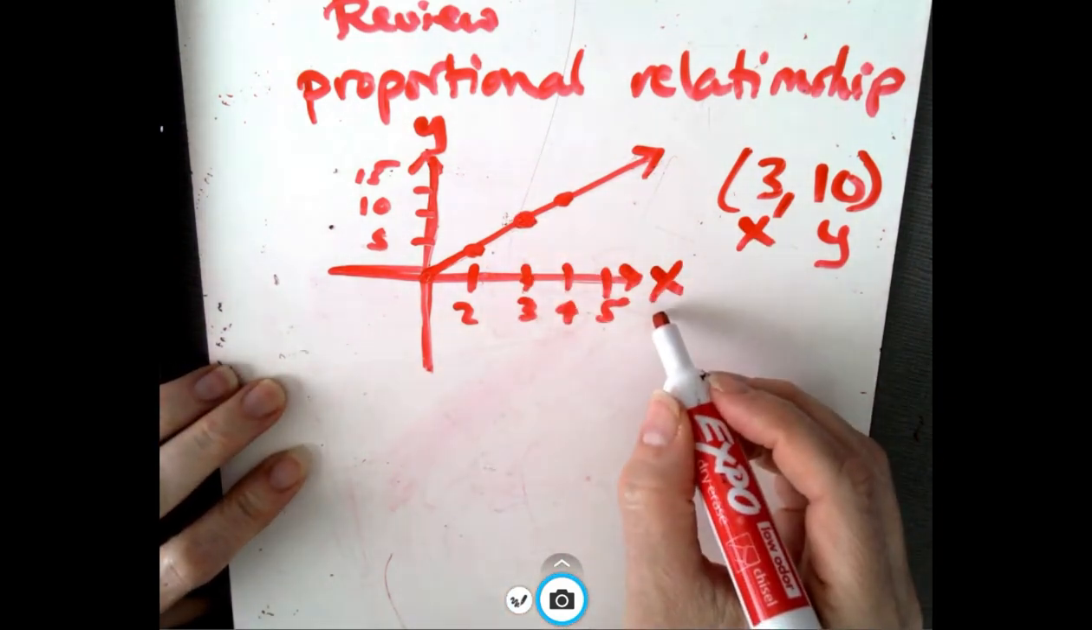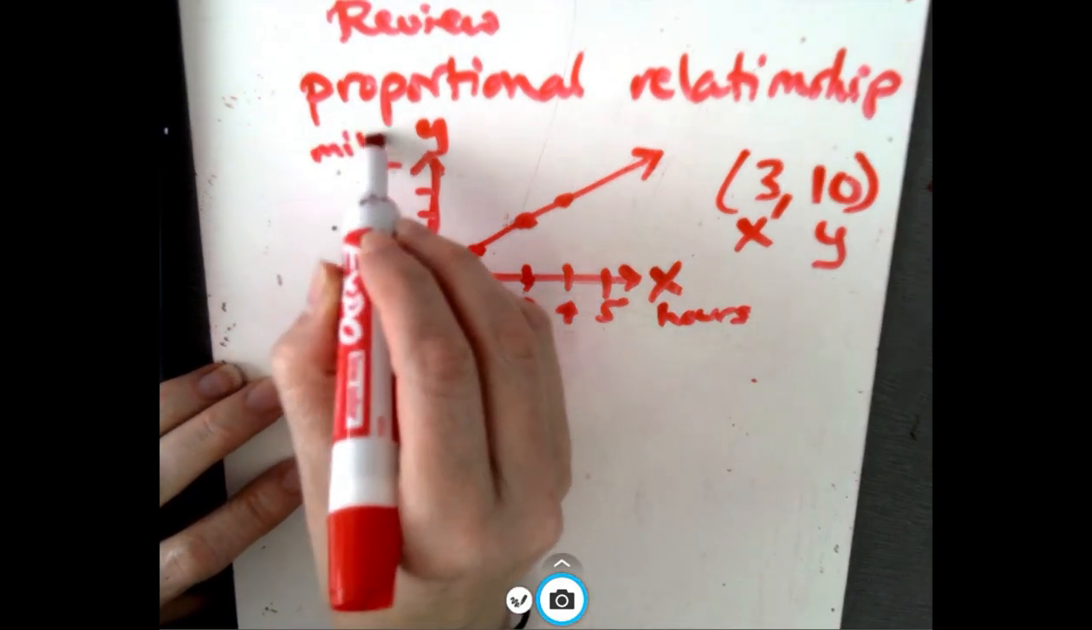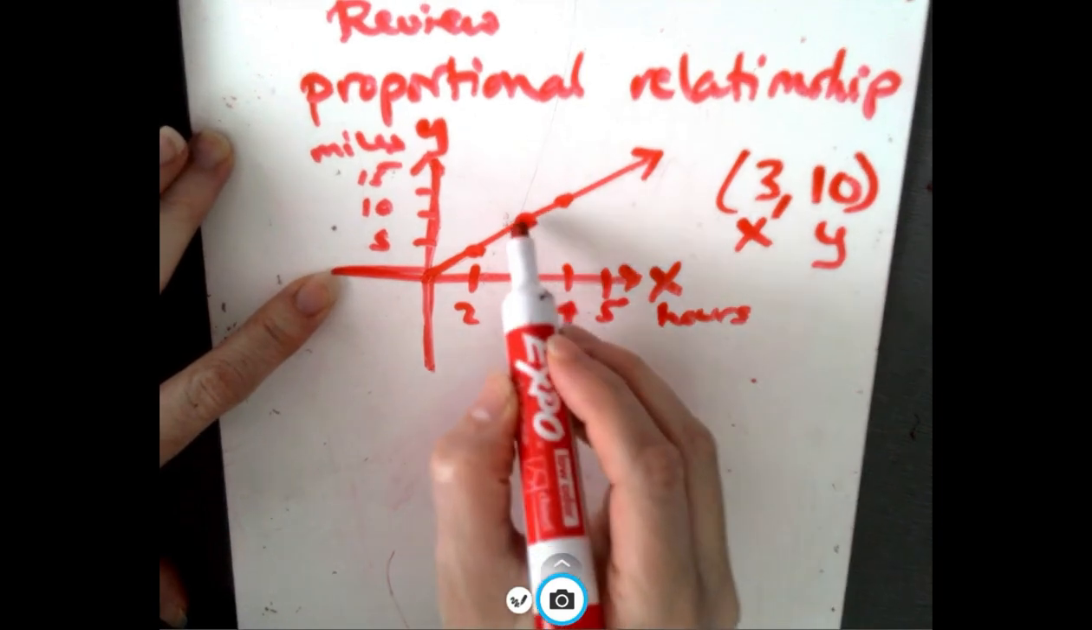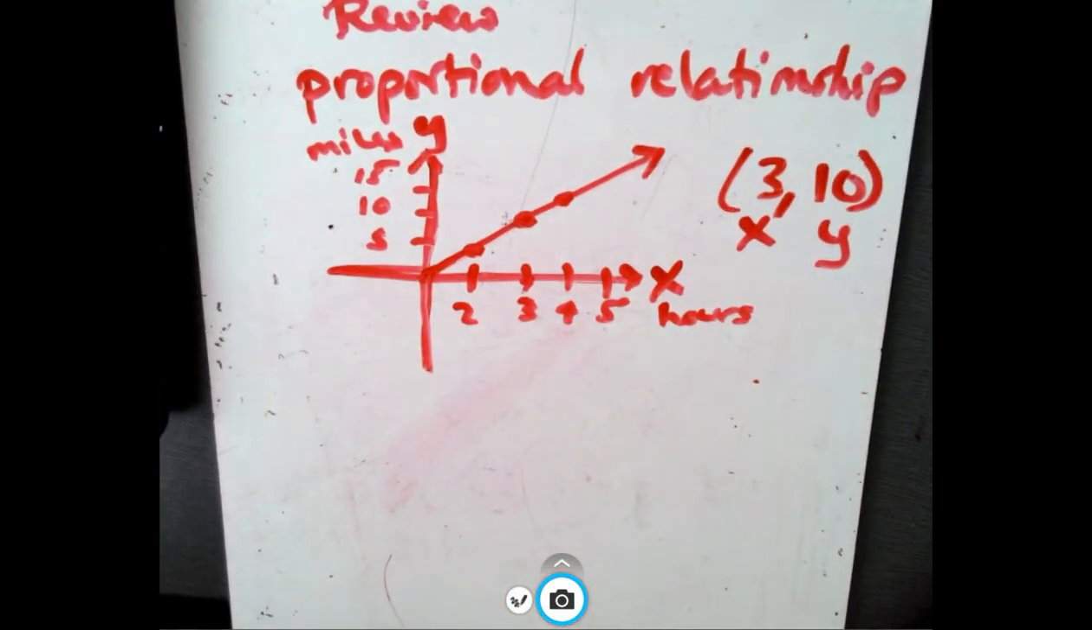Let's say this one is hours, and this one is miles. So what would it be? It would be 3 hours for traveling 10 miles. So you're going to see quite a few like that. You're also going to see the same thing in charts or in tables, and it'll ask you to determine whether it's proportional or to interpret the meaning of one of the points on the line or in the table.